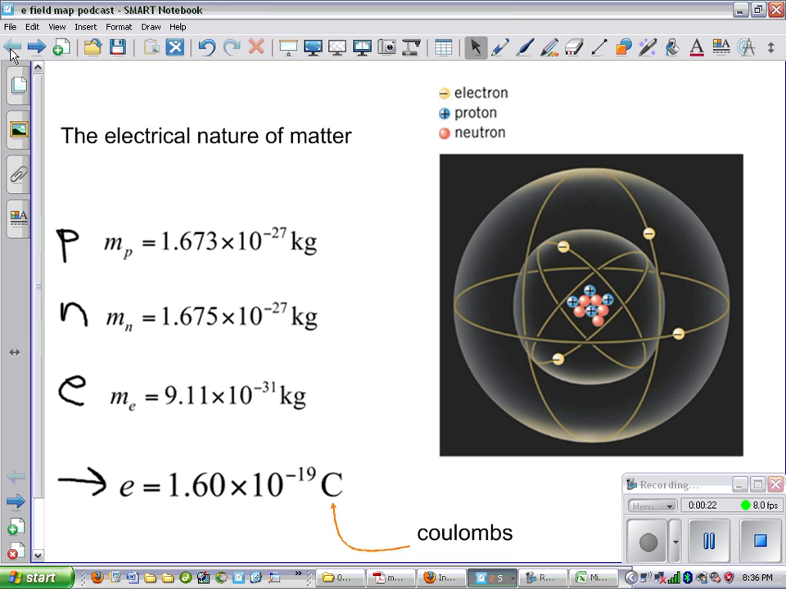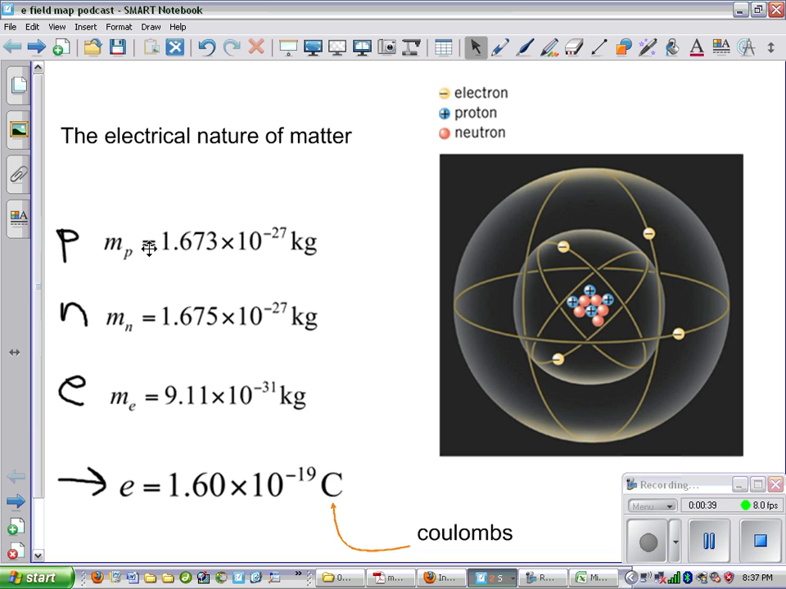And if we think about the inside of an atom, and this is an artist's interpretation of the simple model of an atom, the atom has protons and neutrons in the nucleus and electrons around in the orbitals around the atom.